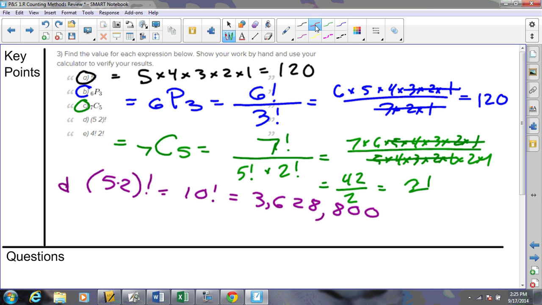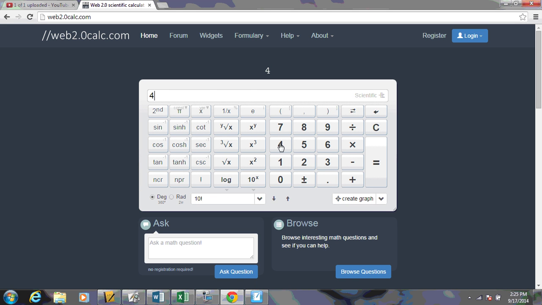All right, for part E, we have 4 factorial times 2 factorial. What is this one saying? Do the factorials. 4 factorial is 24. 2 factorial is just 2. And so 24 times 2 equals 48. That is still another piece that we can verify with the calculator, because we can type in 4 factorial times 2 factorial equals 48. And we know we've done it correctly.